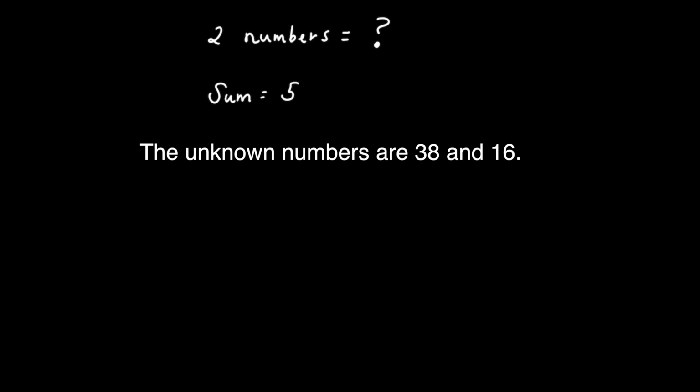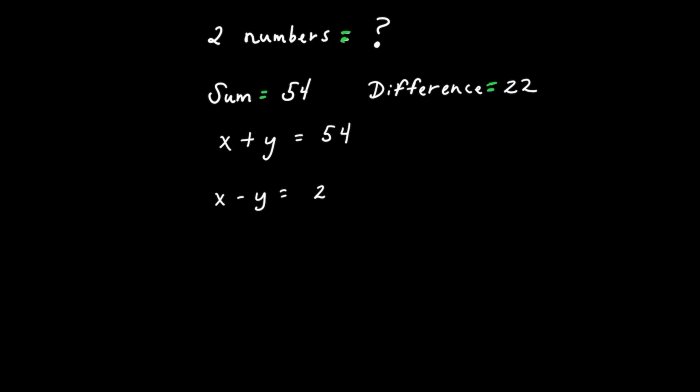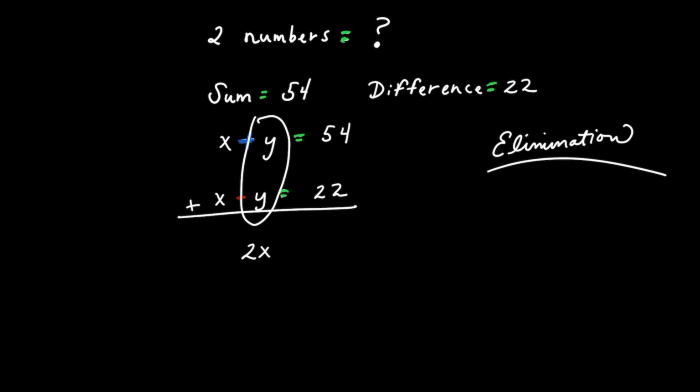And we know that the sum of the two numbers is 54. And we know that the difference between the two numbers is going to be 22. Okay, so we have x plus y equals 54 and x minus y equals 22. Now we're going to solve by elimination because it's already easily set up that way. You can see that the y's will cancel out automatically, and we're left with 2x equals 76. When we divide both sides by 2, we end up with 38.